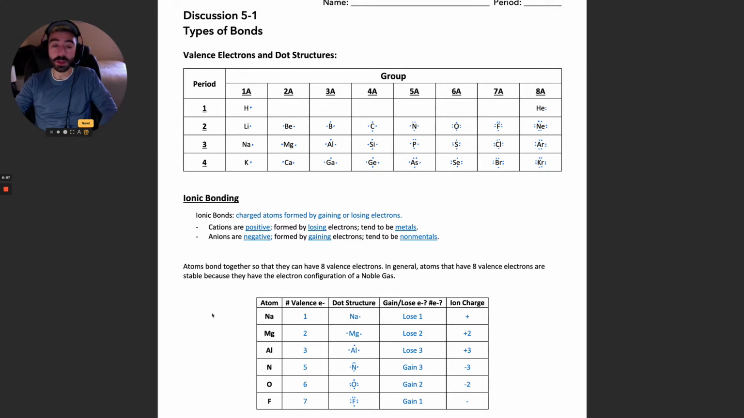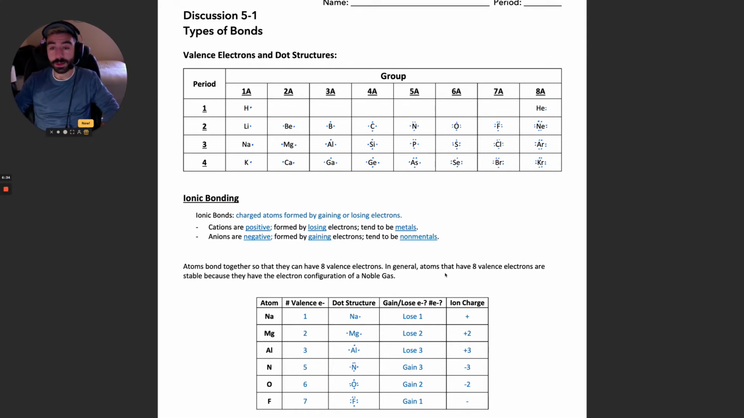If we start with sodium, sodium has one valence electron. Its dot structure looks like this. And then the question stands, is it going to gain or lose an electron, and how many? So sodium has one. Now here's where we need to explain the main idea of bonding, which is right here. Atoms bond together so that they can have 8 valence electrons.